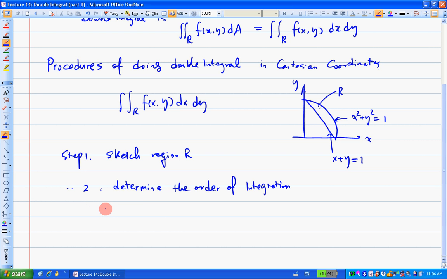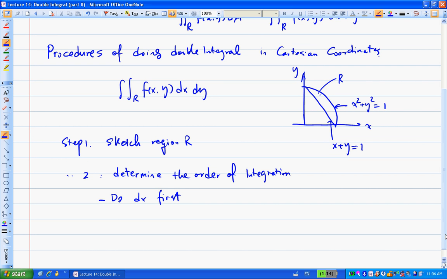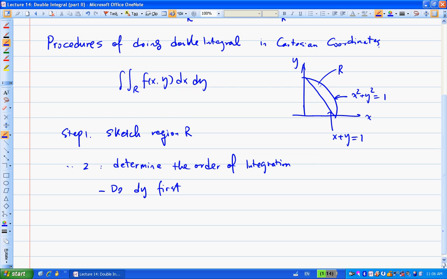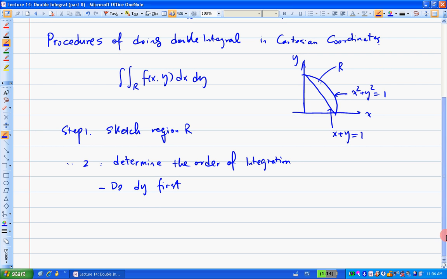I'm going to do dx first. Actually, sorry, I decided to do the dy first. Basically I want to integrate with respect to y first. If you want to do integration with respect to y first, then there are specific steps you need to follow.